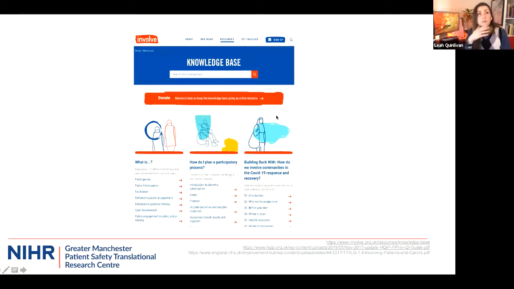In research, there's a lot of parallels, they overlap a lot, quality improvement and research anyway, but Involve are the best practice that we have for patient involvement. And they also have a set of standards for involvement in research that we use. This resource that they have, this knowledge base, is fantastic. It gives so much information about how to do involvement well and meaningfully.